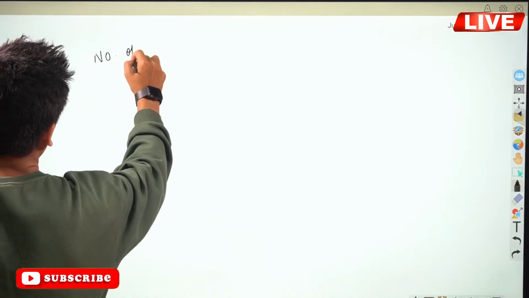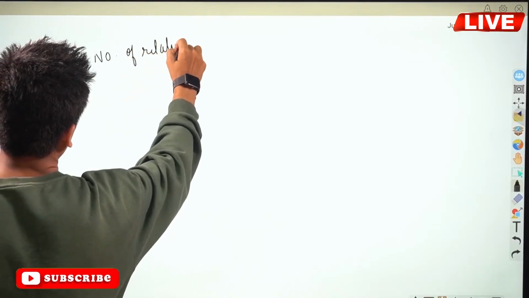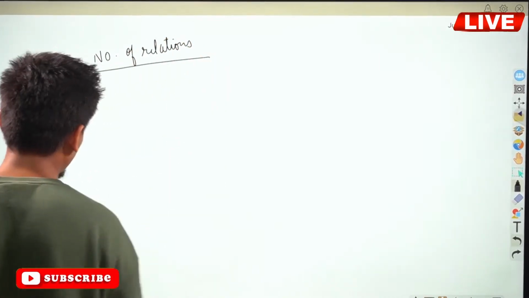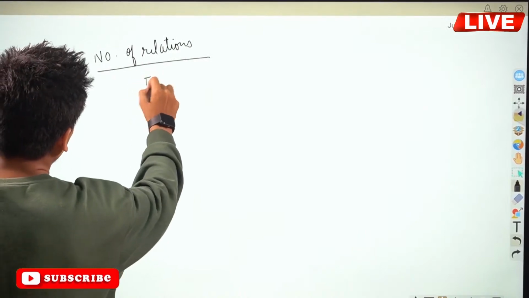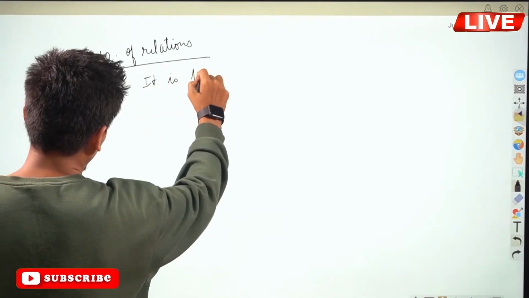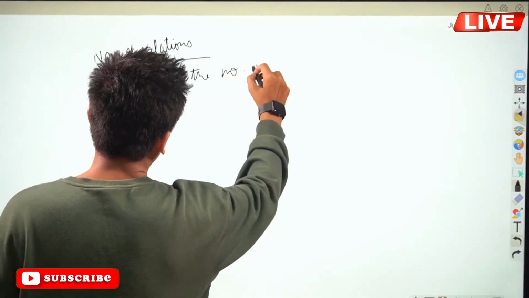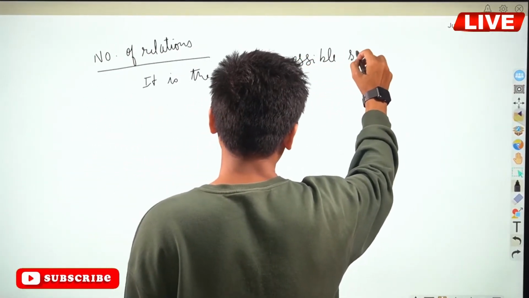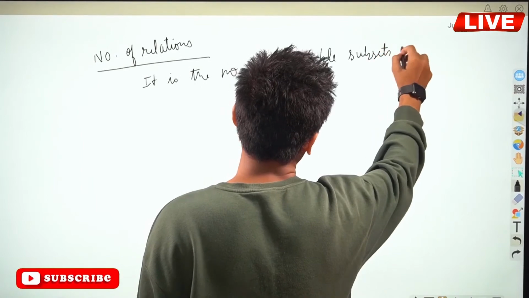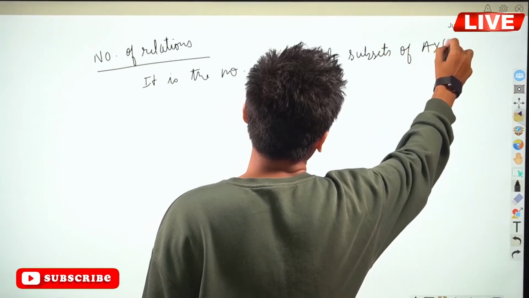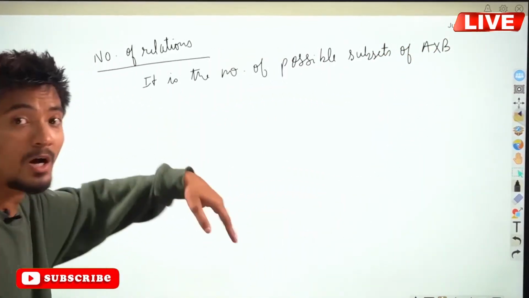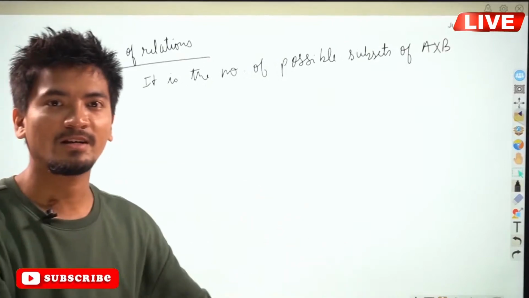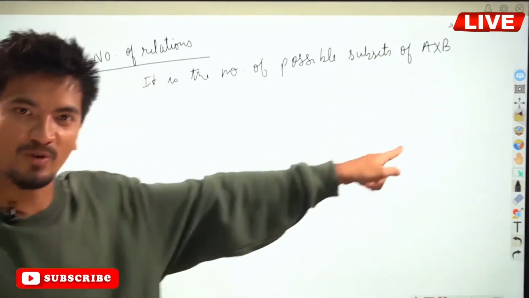Number of relations. So what is the number of relations? It is the number of possible subsets of A cross B. Right? How many possible subsets are there in the Cartesian product.